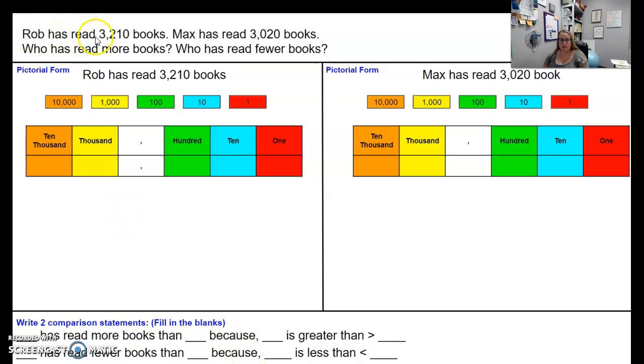Rob has read 3,210 books. Max has read 3,020 books. Who has read more books and who has read fewer books? So show me your work with your pictorial model and then fill in the blanks.